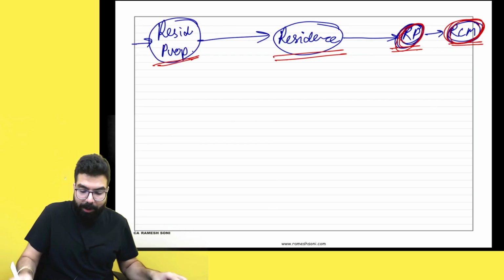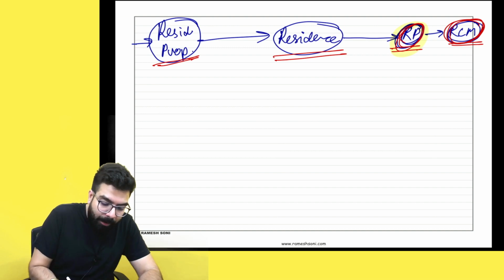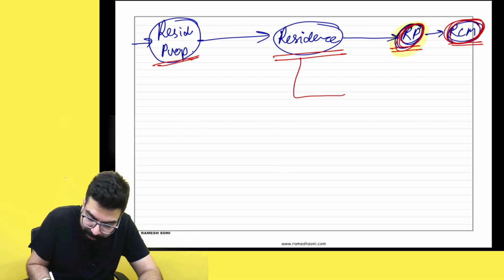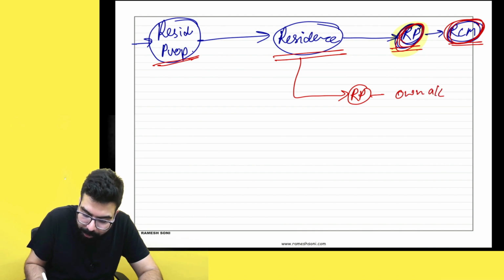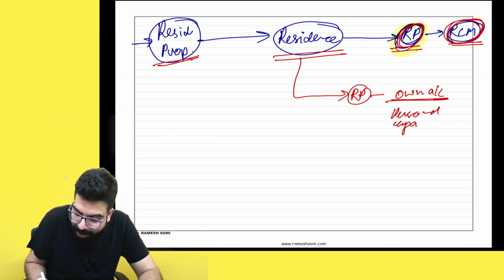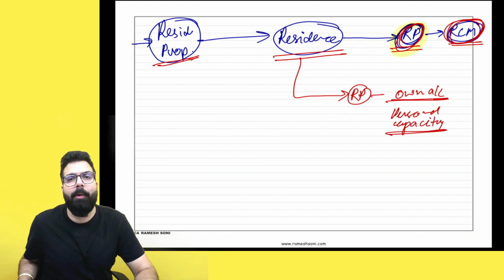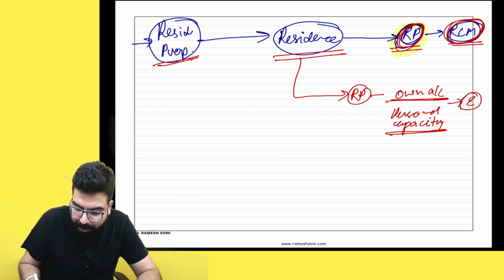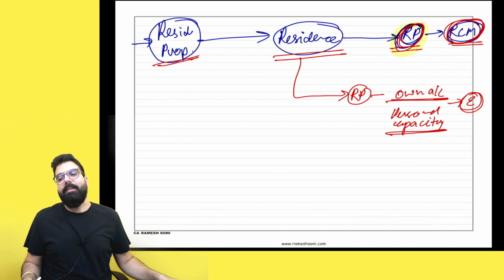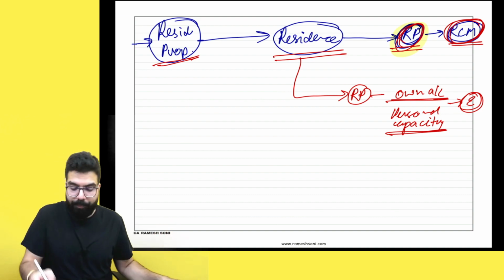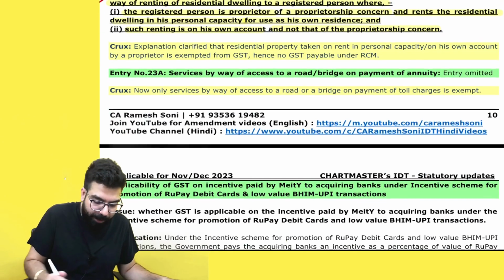Remember this point, everyone. Even if I am a registered person, if renting of residential property is taken on own account in my personal capacity, and I have not taken it for my business or for staying of my employees and shown it as a business expense, in that scenario also it will come under exemption. I don't have to pay the GST under RCM. I hope this point is clear. Yes, sir, the point is clear.